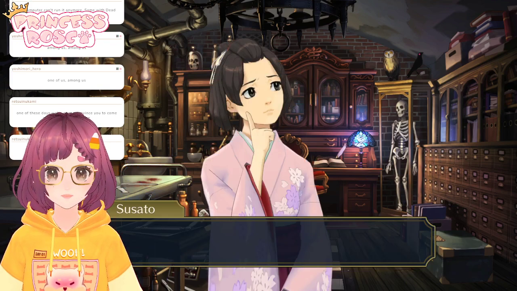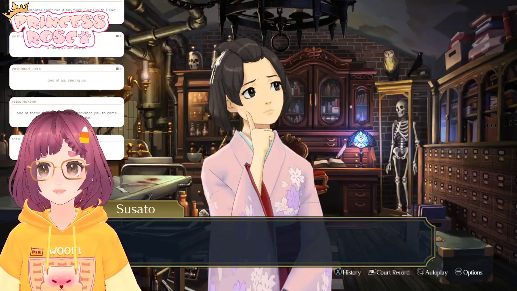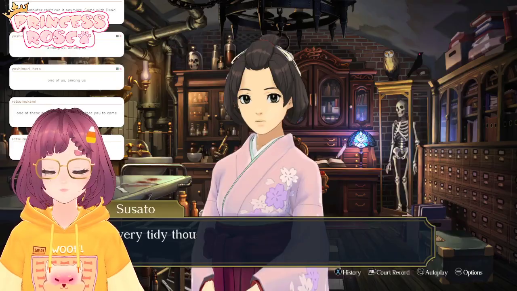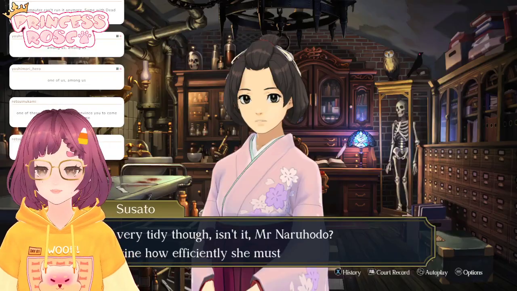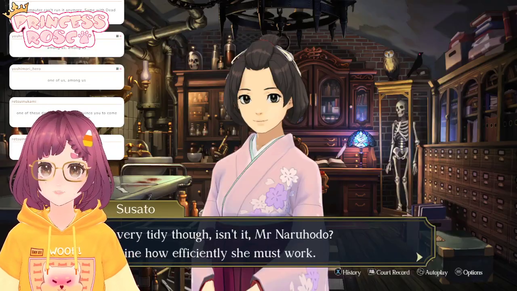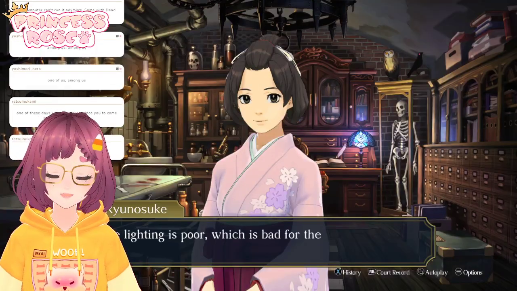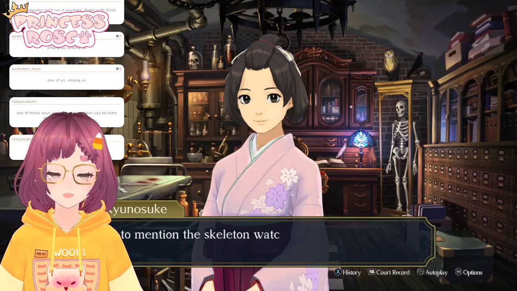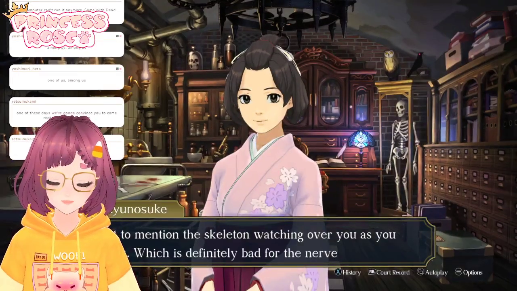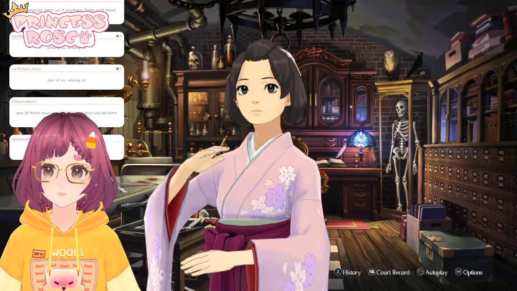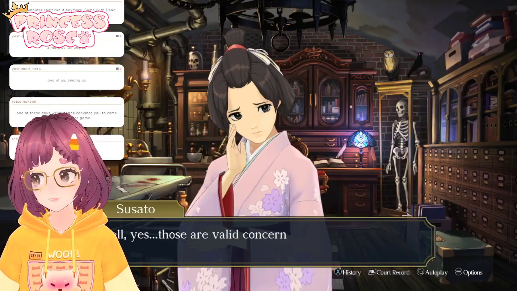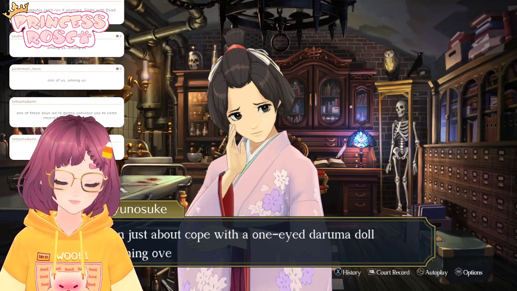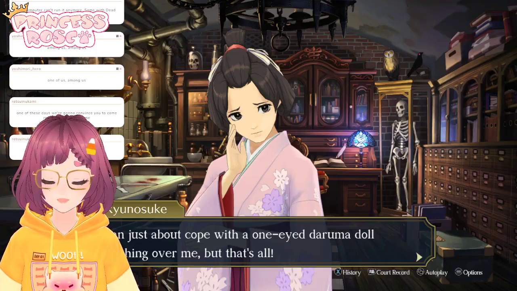This cabinet here. I suppose this is Dr. Scythe's desk. Ugh, I would not like to work in a place like this. It's very tidy, though, isn't it, Mr. Naruhodo? Imagine how efficiently she must work. The lighting is poor, which is bad for the eyes, and the chemical smell can't be good for you. Not to mention the skeleton watching over you as you work, which is definitely bad for the nerves. Well, yes, those are valid concerns, I suppose. I can just about cope with a one-eyed Daruma doll watching over me, but that's all.